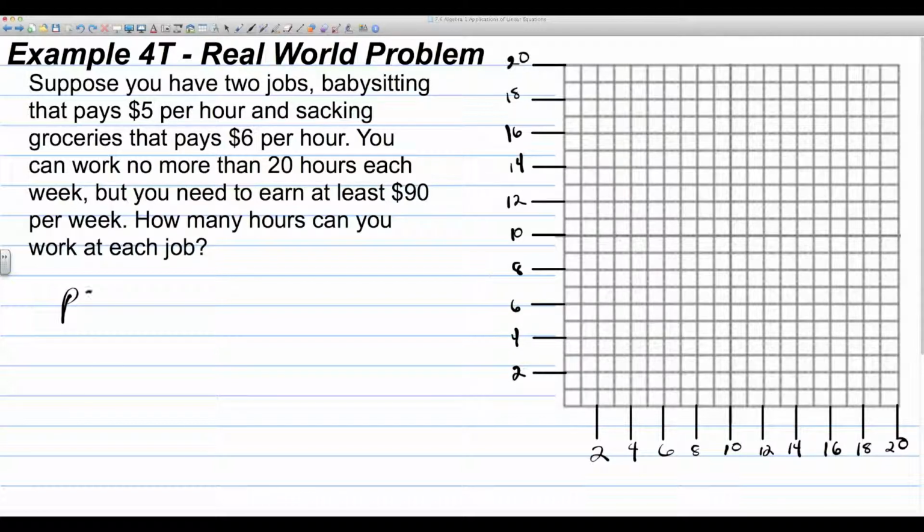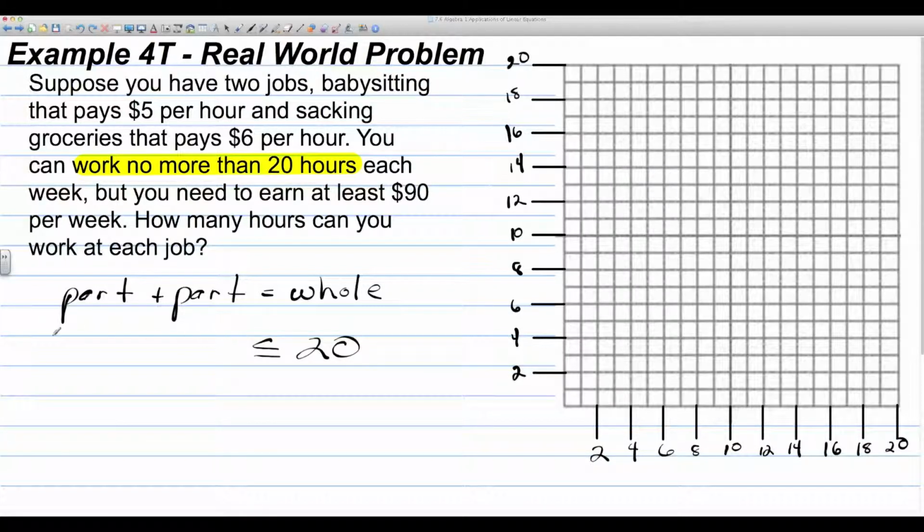But first, let's think about this. What are the 2 parts in this problem? What is the whole? If we go back and think about what the whole is here, in this case, you can work no more than 20 hours. That's going to be real important for us. We can work no more than 20 hours. That's one of our wholes. So whatever we do, these 2 parts can't be any more than 20 hours. So these have to be less than or equal to 20.